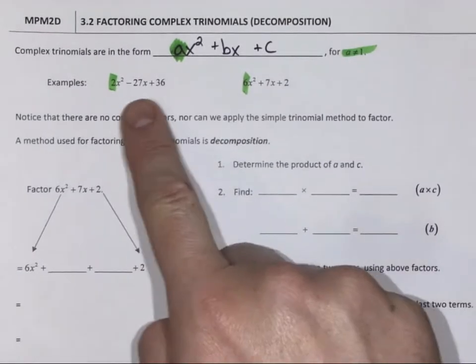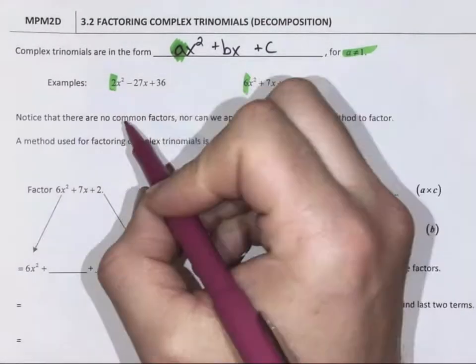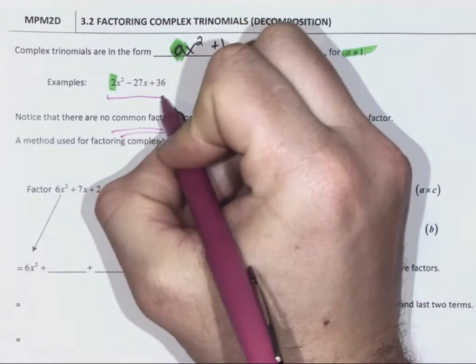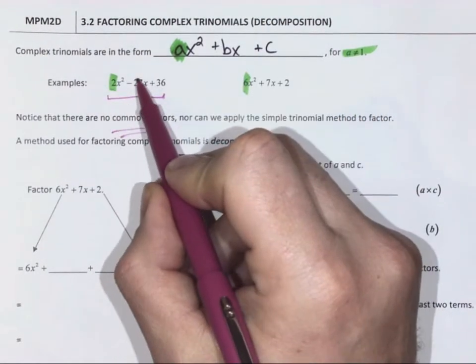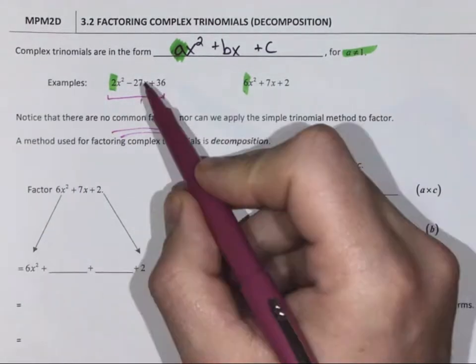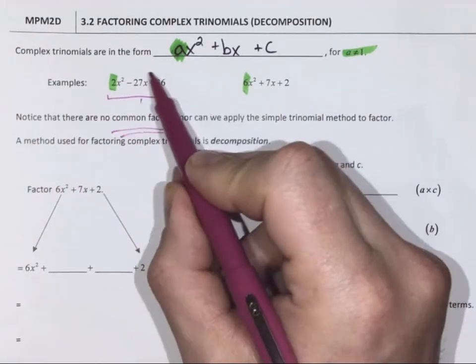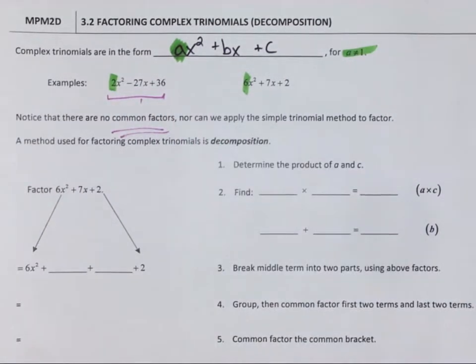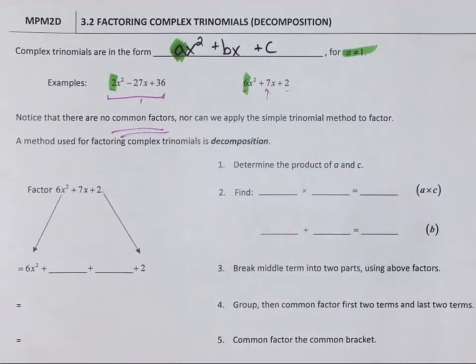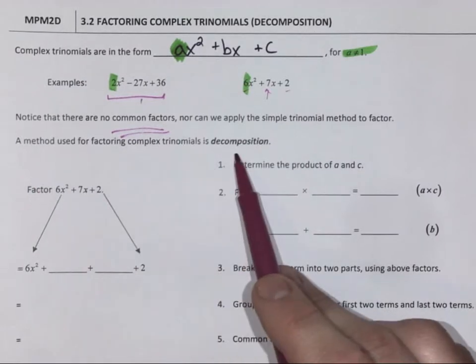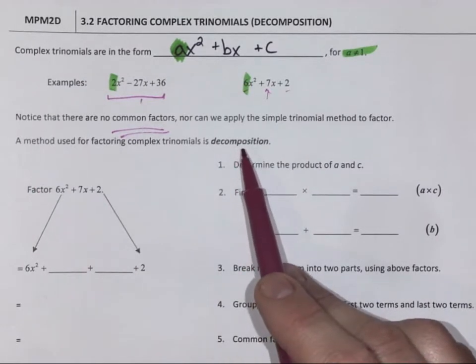Notice that for our two examples, there are no common factors, which means we cannot take out any numbers. We cannot take out 2, because this is not an even number. We don't have any multiples. These are not multiples of any common number. So, because of that, we're going to use a method called decomposition.